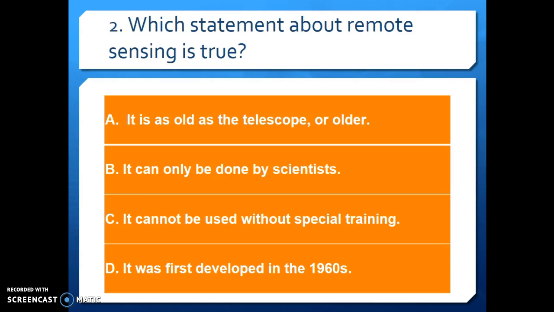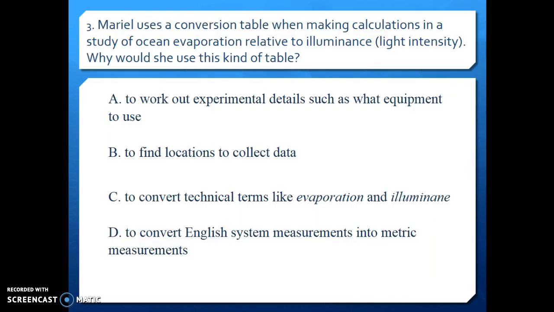Which statement about remote sensing is true? Mariel uses a conversion table while making calculations in a study of ocean evaporation relative to illuminates light intensity. Why would she use this kind of table? Why would you use a conversion table?